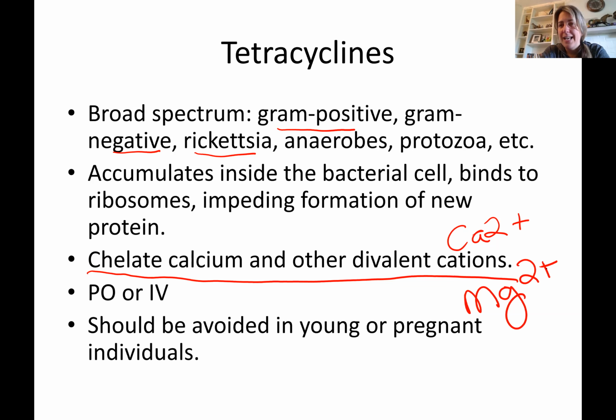The other thing about chelating calcium is that you should never give this or take this if you are a growing individual, okay? So foals cannot receive this because they are growing and they need a lot of calcium being deposited in their bones. So if it chelates calcium, it can become a problem, okay?